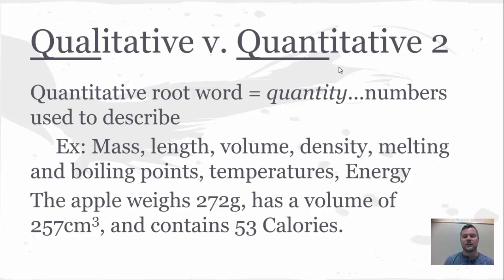So in this case, still using the apple, it weighs 272 grams. There's my number. It has a volume of 257 centimeters cubed. Again, my number, and then 53 calories, a number. So oftentimes when you're distinguishing between qualitative and quantitative, look for a number. If you see a number, it's quantitative. If you don't, it's going to be qualitative.